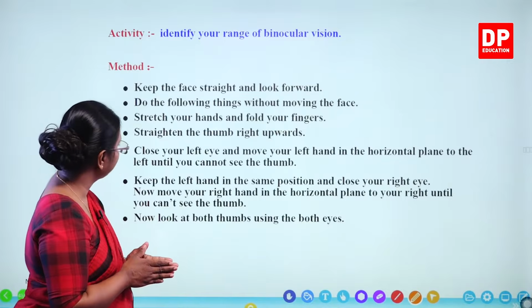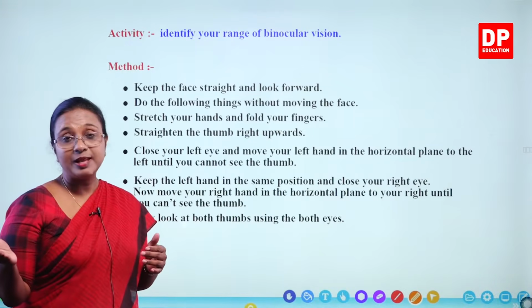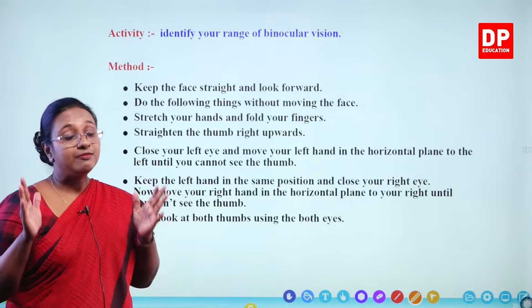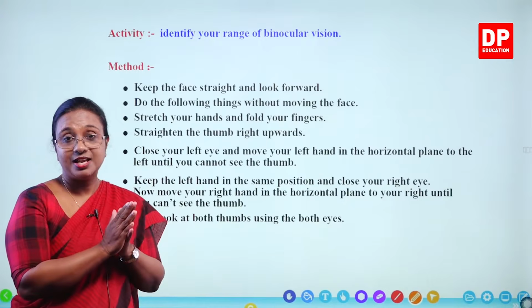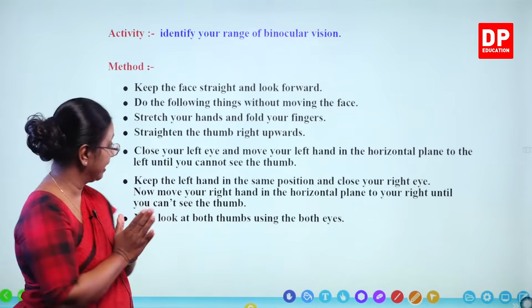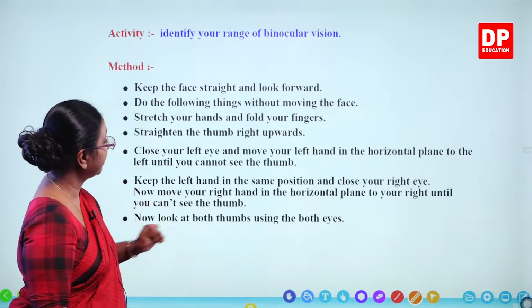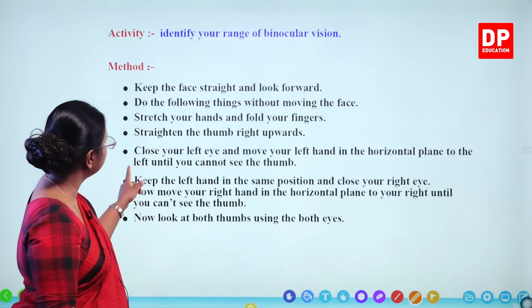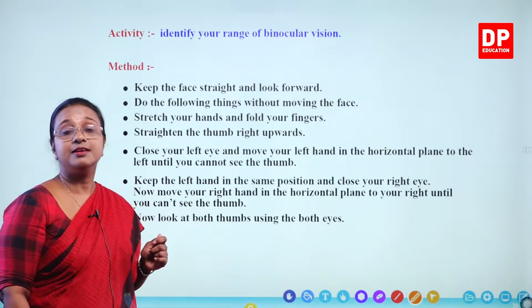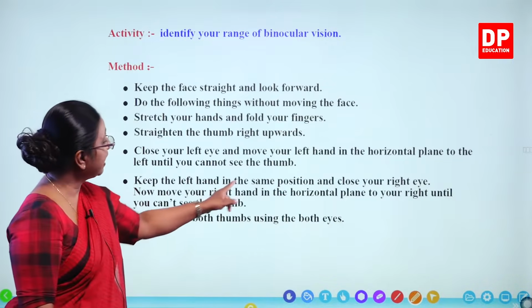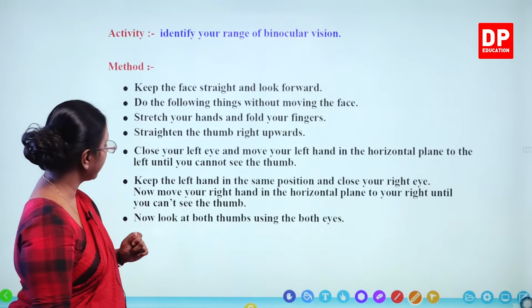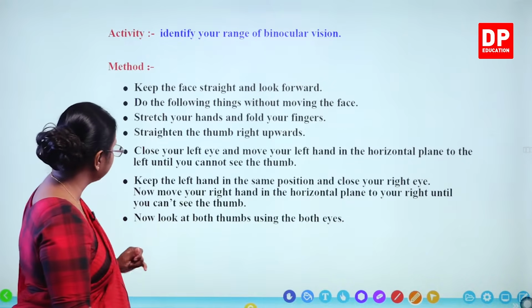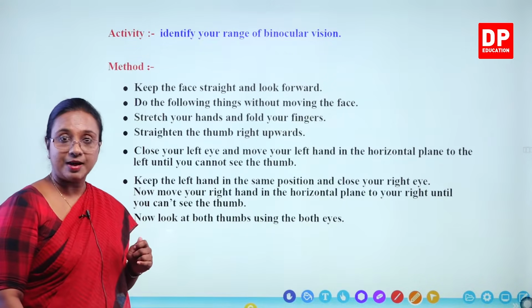Straighten the thumb right upwards. Now here, because I was explaining it to you all students, sometimes I would have moved my face a little bit. But when you all do it, do it with a straight face without moving your face. Close your left eye and move your left hand in the horizontal plane to the left until you cannot see the thumb. Keep the left hand in the same position and close your right eye. Now move your right hand in the horizontal plane to your right until you can't see the thumb.